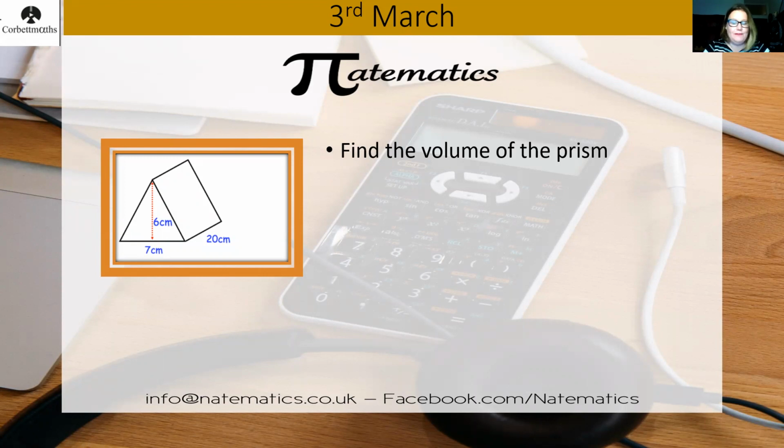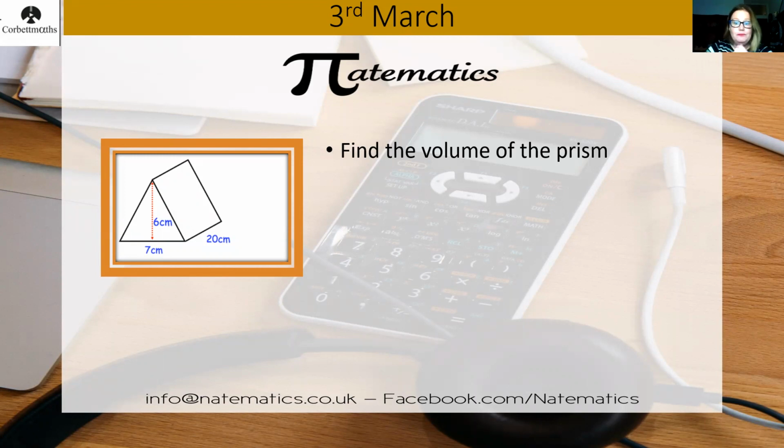So here we have a question where we've got a prism and it says find the volume of the prism. Well, if you weren't sure it was a prism, then the question certainly tells you that. So here we need to know, what is the formula? There is a rule around this. So what is that rule?